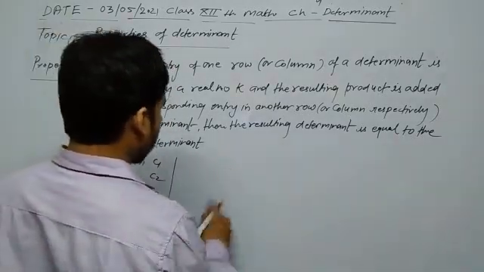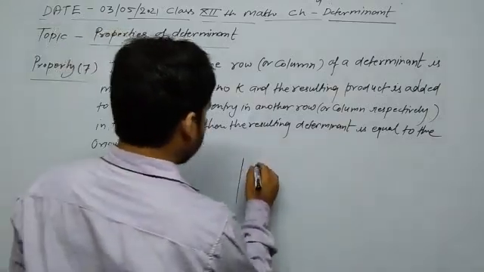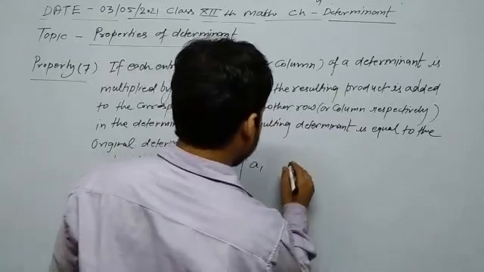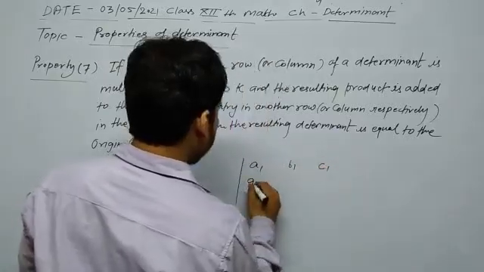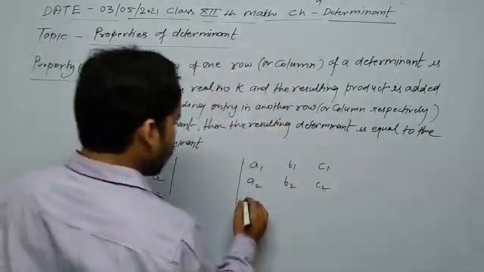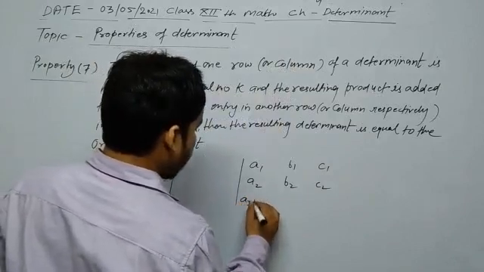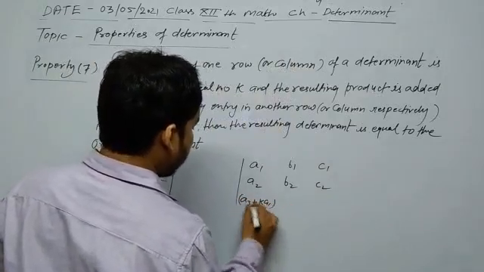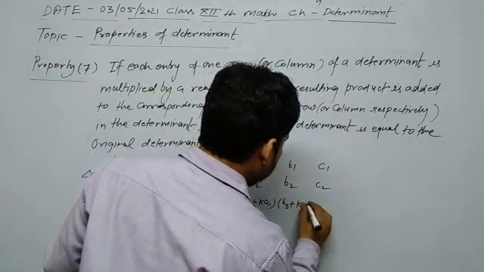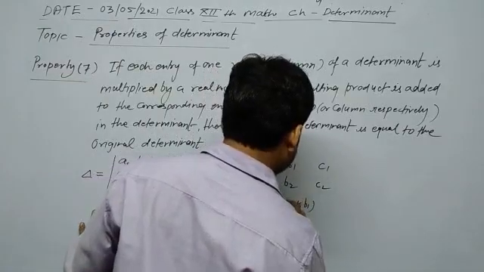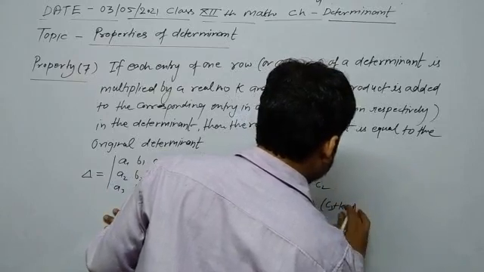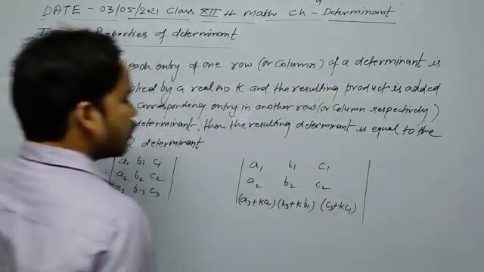Suppose a1 b1 c1, a2 b2 and c2 is here. This one a3 plus k times a1, b3 plus k times b1, c3 plus k times c1. This is the result.